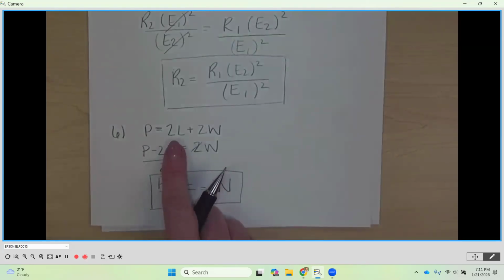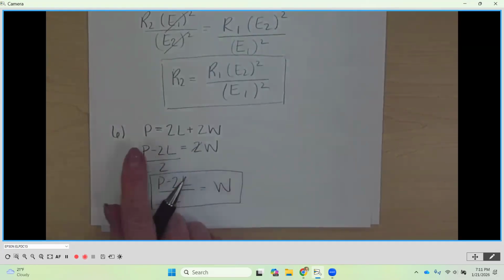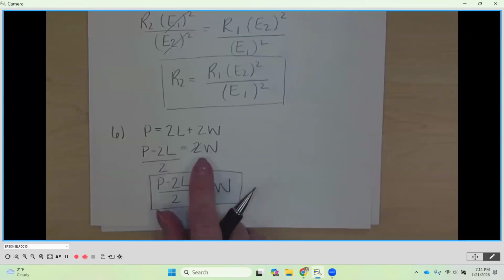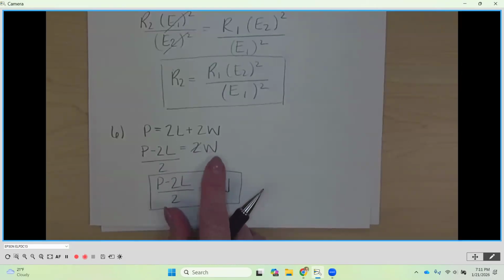So the 2L is positive on the right-hand side. To get it to the other side, we're going to subtract it. And then that leaves 2W. So to solve for W, I need to divide both sides by 2. That's your final answer.